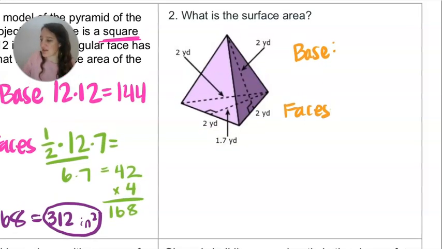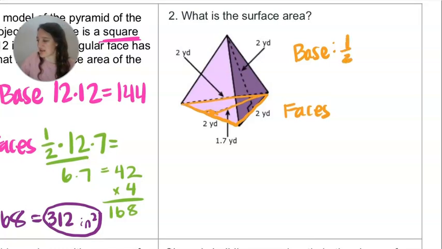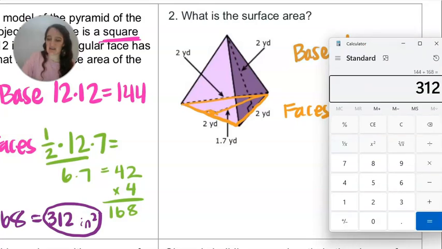Okay, so looking at this base, there's my little 90-degree angle there. So I'm going to take the 2 and the 1.7. And that is going to give me 0.5 times 2 times 1.7. So the base is 1.7 yards squared.